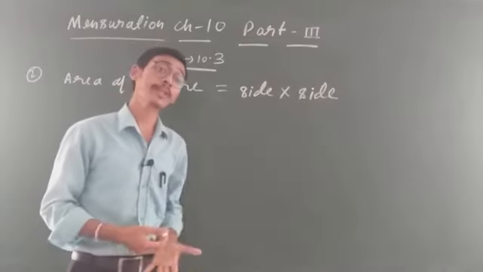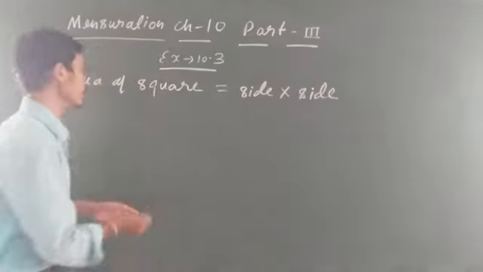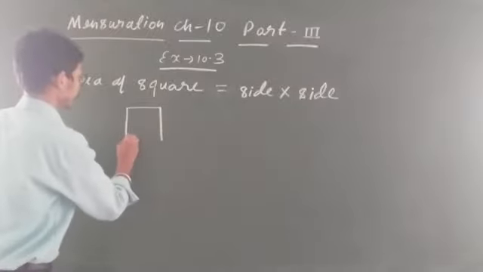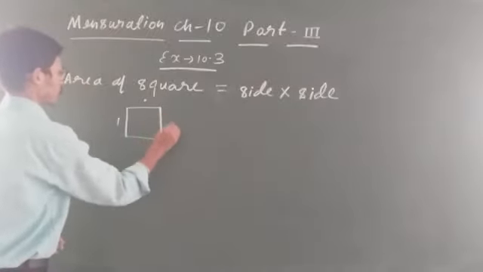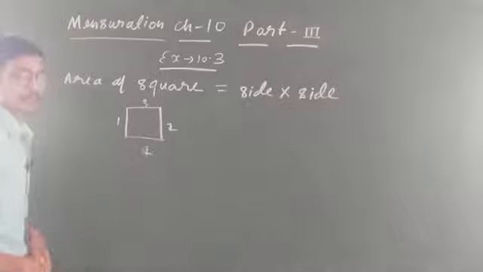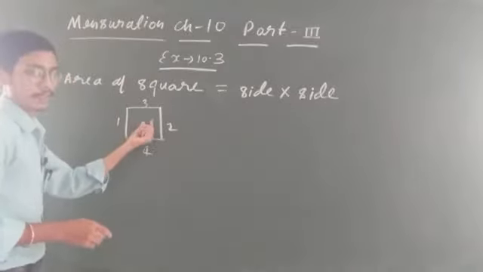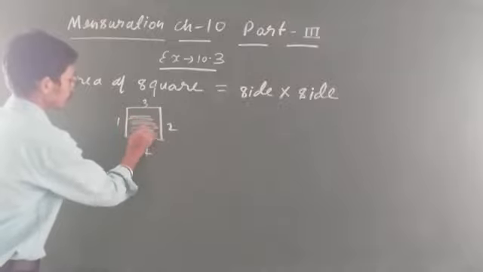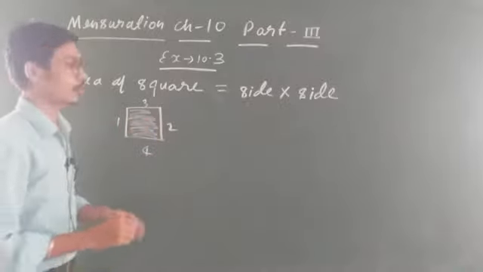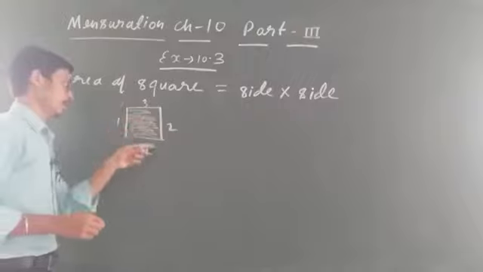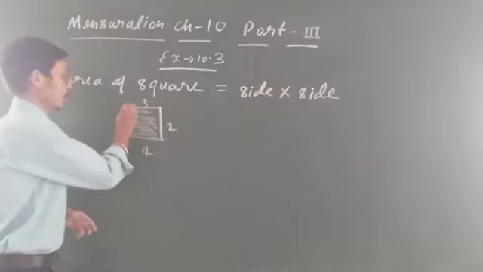Clear? And perimeter, student, perimeter is what? Perimeter, if this is a square, so these 4 sides are given. So perimeter is the sum of all sides and area is this region. You have to find out this side region. So area means the boundary enclosed by this side.